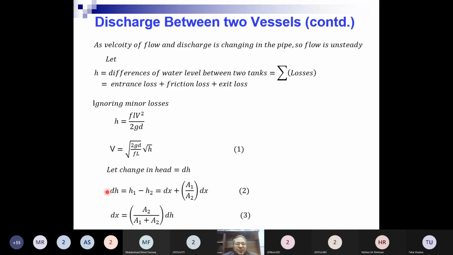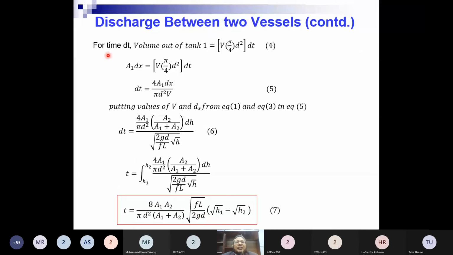So from this expression dx क्या आ गया, area 2 over area 1 plus area 2 dh. And for time dt, volume out of tank 1 is equal to velocity into area into dt. तो dt टाइम में टैंक 1 से कितना वॉल्यूम निकल रहा है पानी का, एरिया 1 इंटू dx, क्योंकि dx नीचे जा रहा है ना लेवल वाटर का, वो इस राइट हैंड साइड के बराबर है. सो dt वहां से क्या आ गया, वो ये आ गया 4 एरिया 1 dx पाई d स्क्वायर इंटू v.